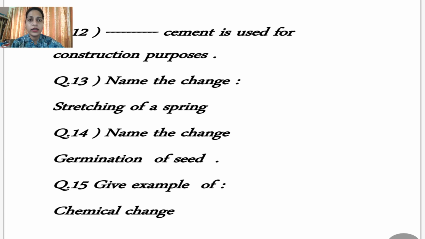The 14th one is, again, name the change. Here also you have to name the change: germination of seed. And the last question, question number 15. Give example of chemical change.